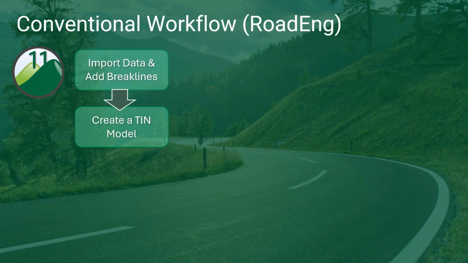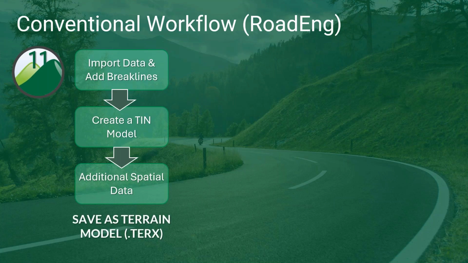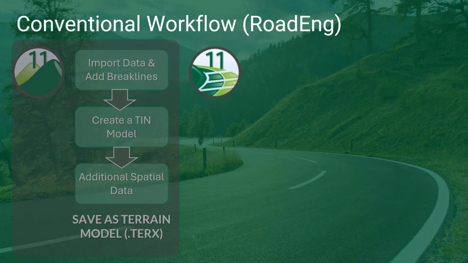He's then going to turn that into that TIN model, the triangular irregular network, the foundation for our original ground surface modeling needed for the next module. He can add some additional spatial data, and then he's going to, very much like Diego did, save his file as a .terx. So that's our native file format coming out of Terrain. We'll reference that, start the new location file in the second module.